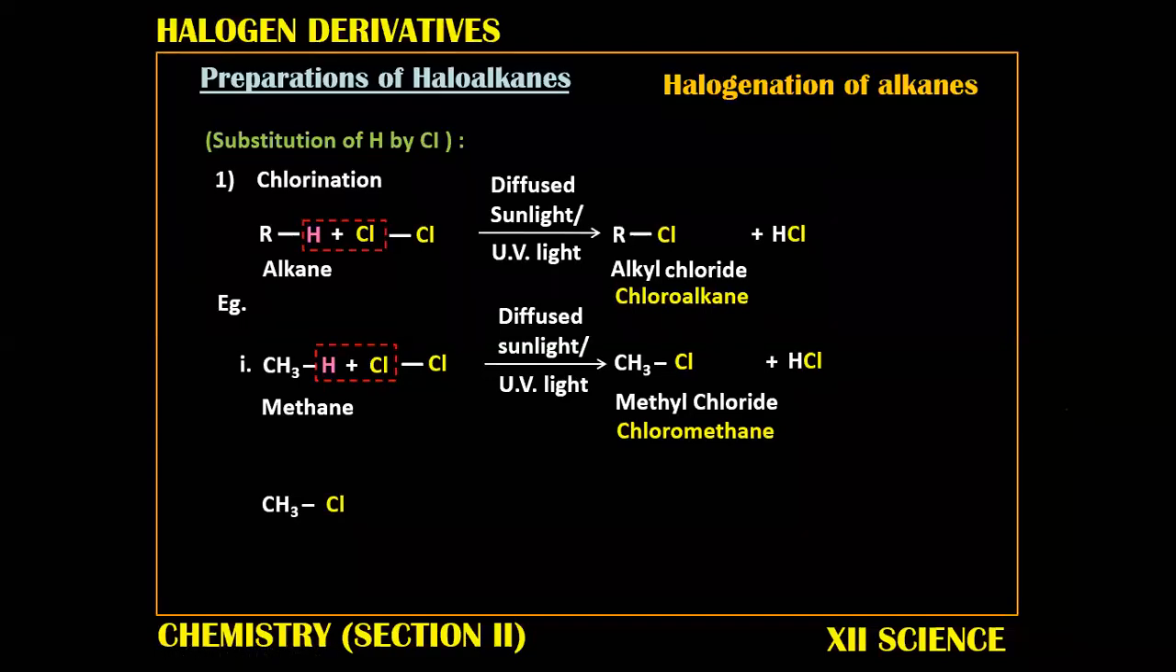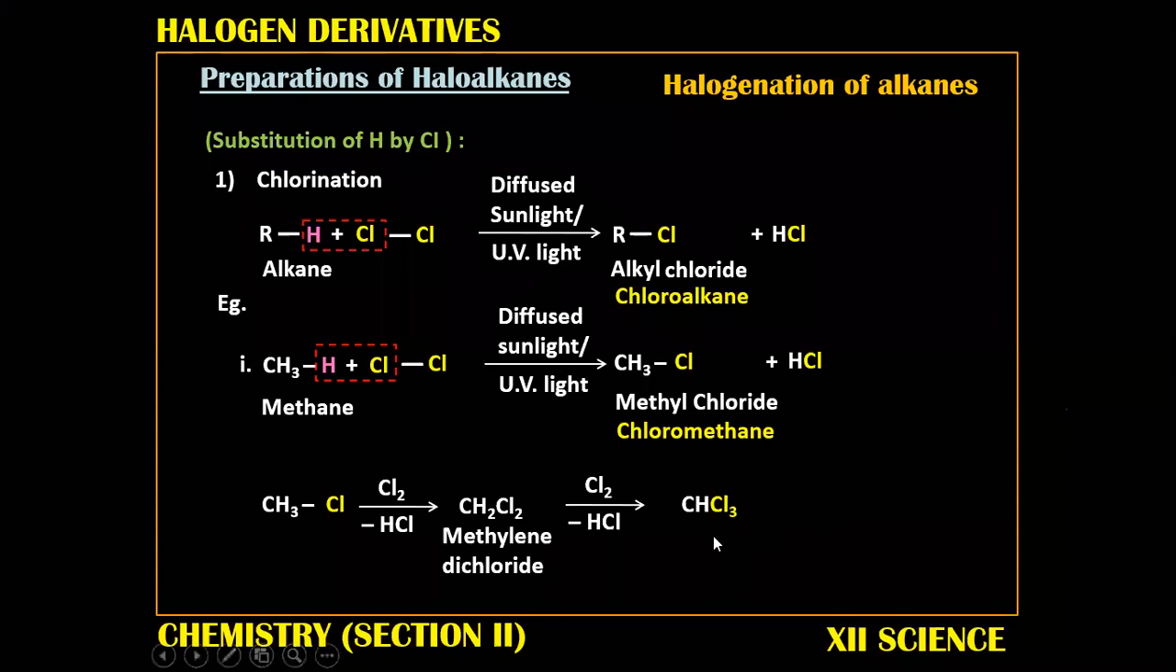Then write down this reaction further. Methyl chloride further gets chlorinated to form di, tri, and tetra substituted products. Now see this. Methyl chloride, which we got in the first step, further gets chlorinated to form methylene dichloride, which further chlorinates to form chloroform, which further chlorinates to form carbon tetrachloride.